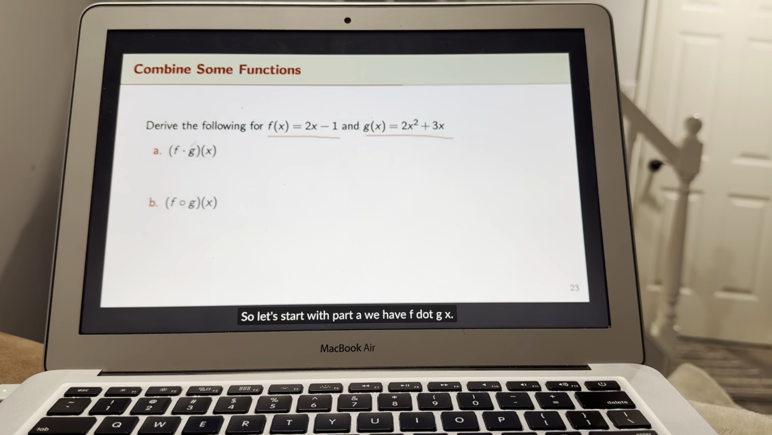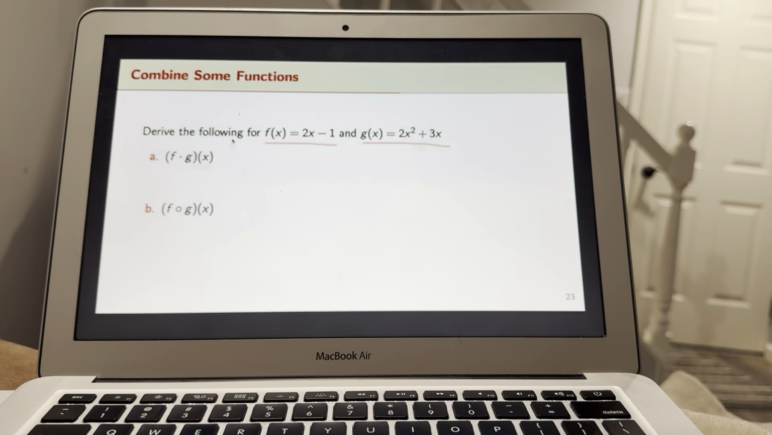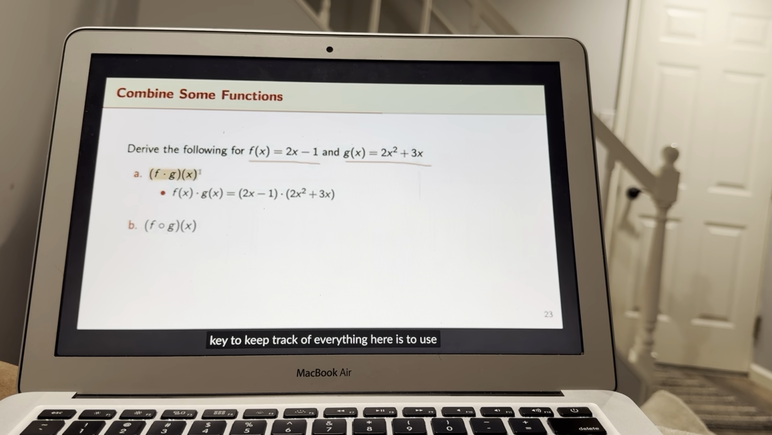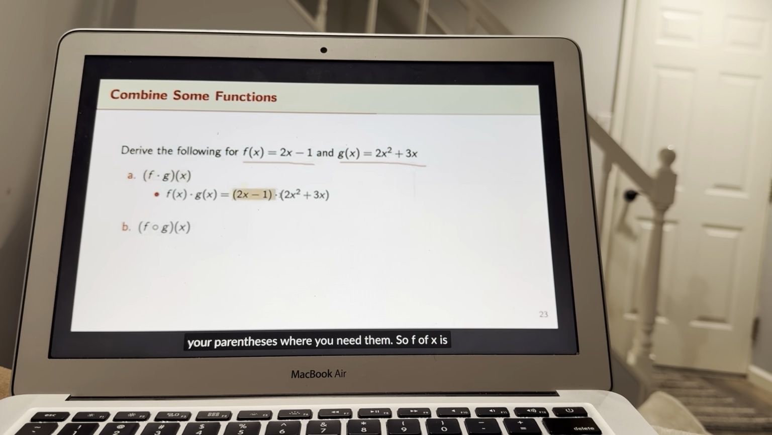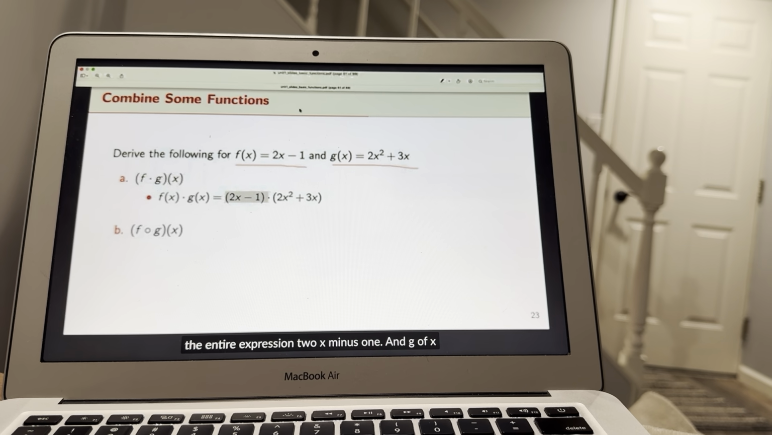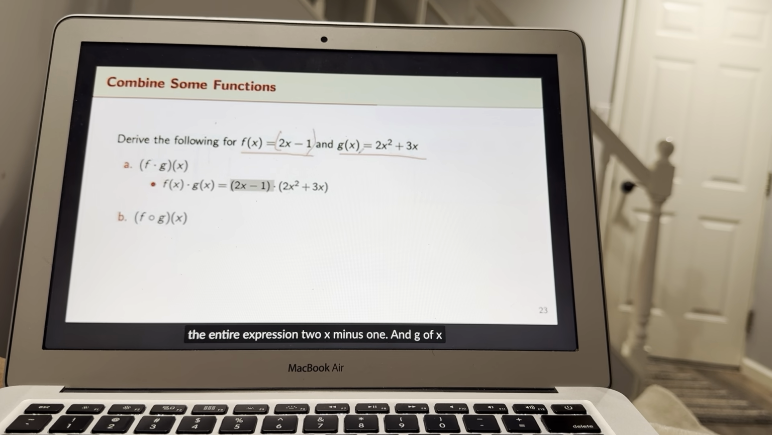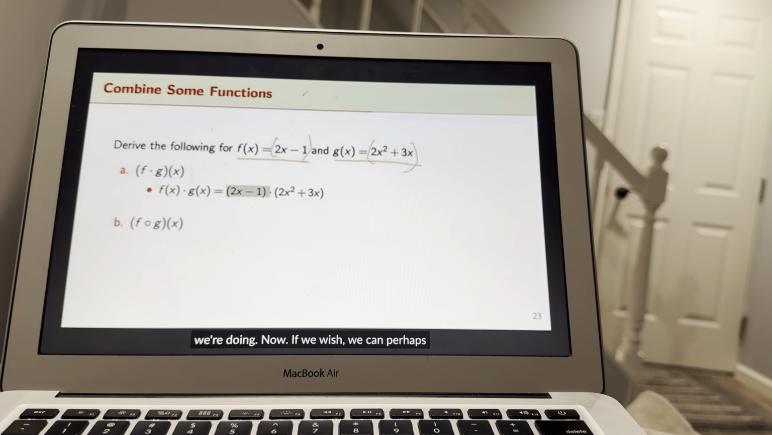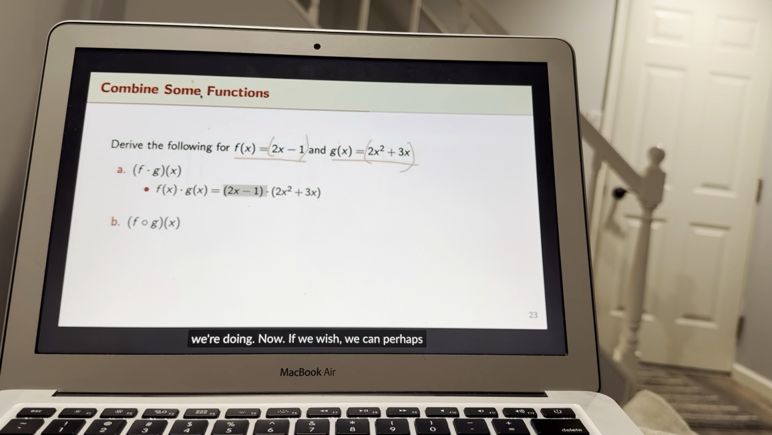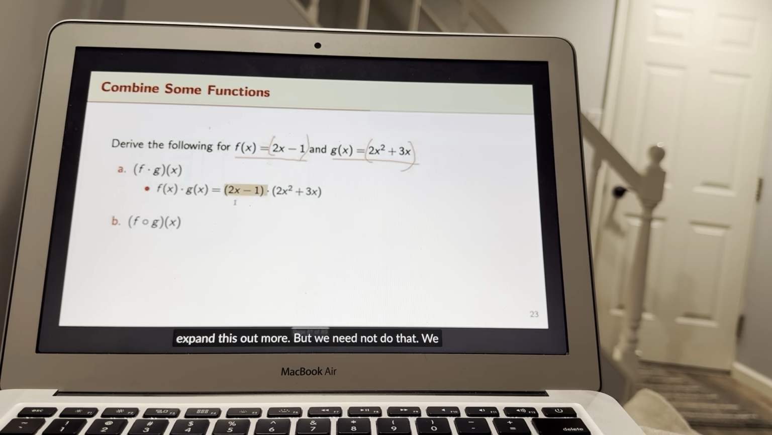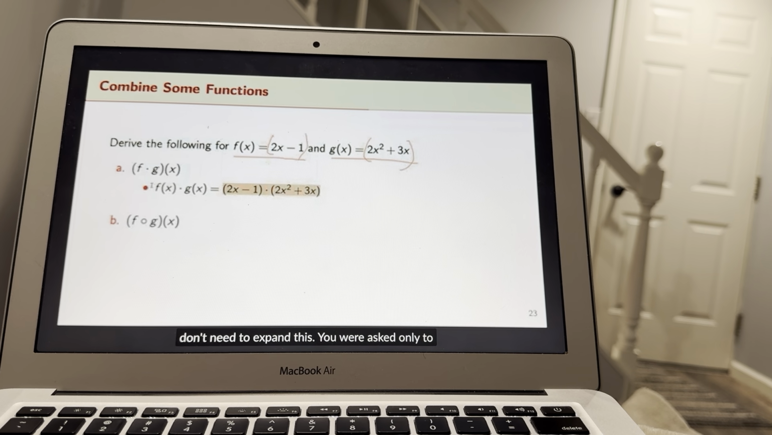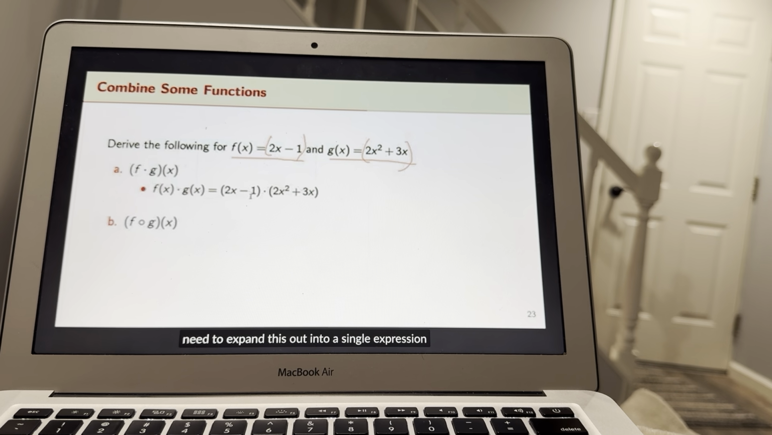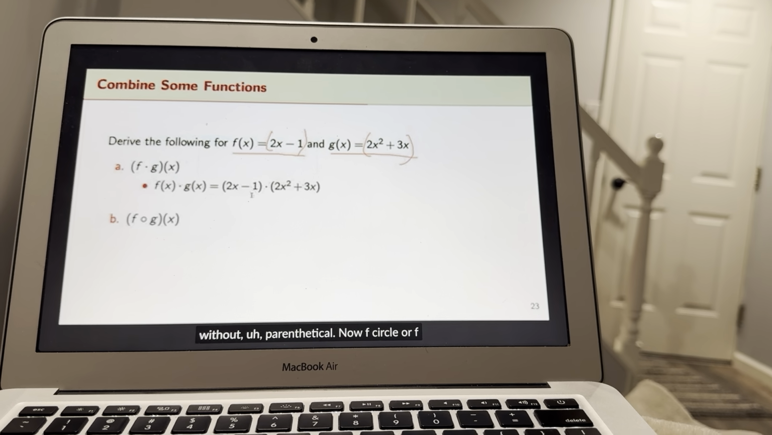Okay, so let's start with part A. We have (f dot g)(x). What this says is multiply. And the key to keep track of everything here is to use your parentheses where you need them. So f of x is the entire expression, 2x minus 1. And g of x is the entire expression, 2x squared plus 3x. So when we're multiplying together, that's all we're doing. Now, if we wish, we can expand this out more, but we need not do that. You were asked only to multiply the two functions together. You don't need to expand this out into a single expression without parentheses.